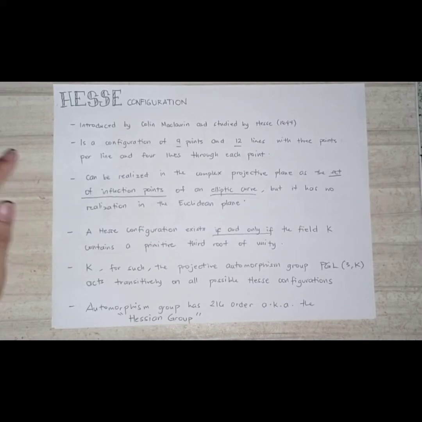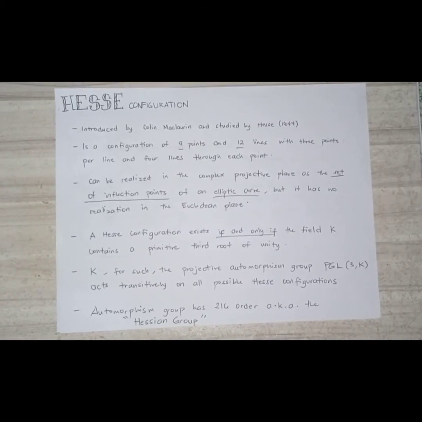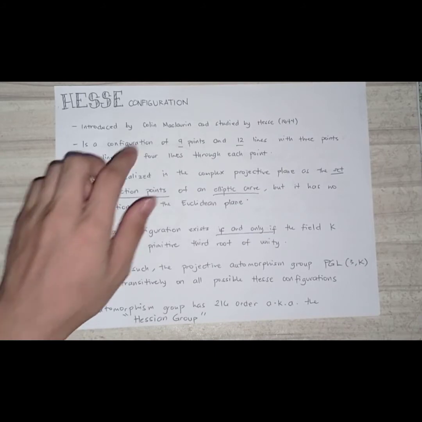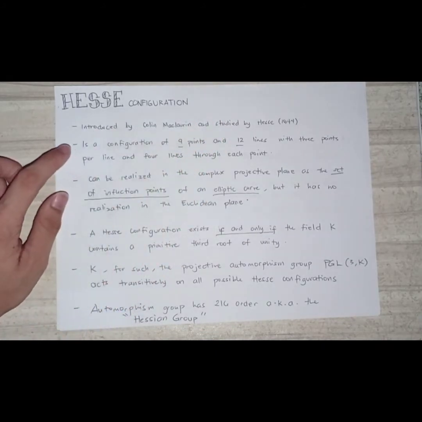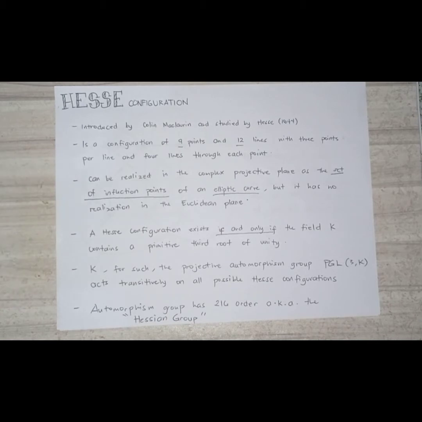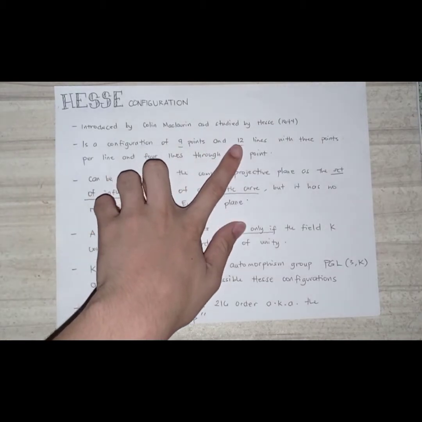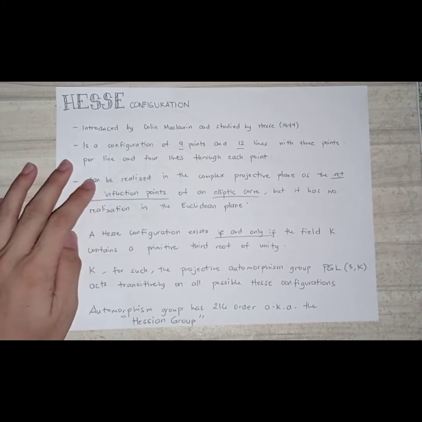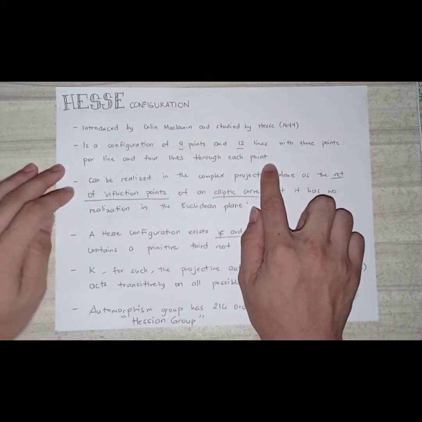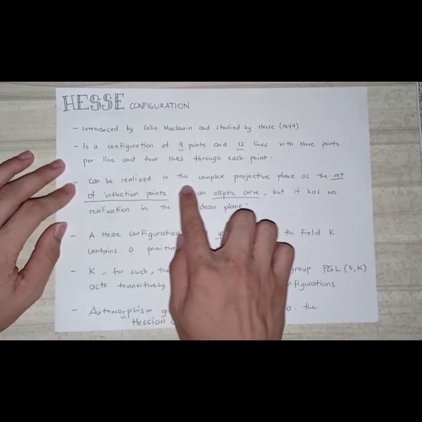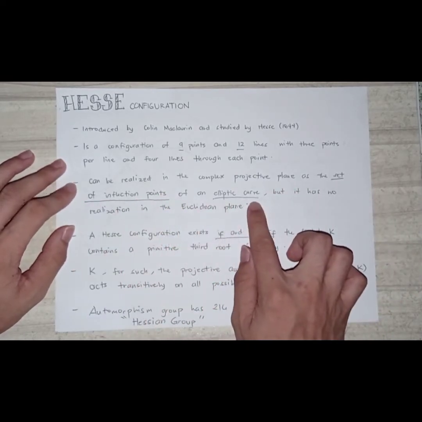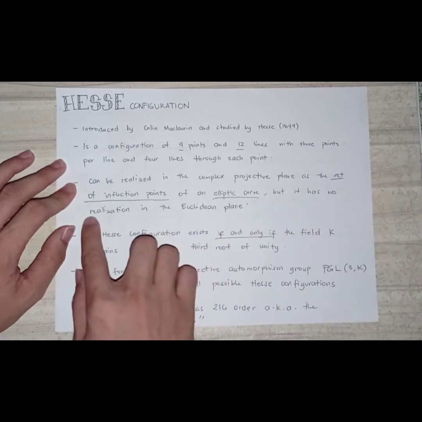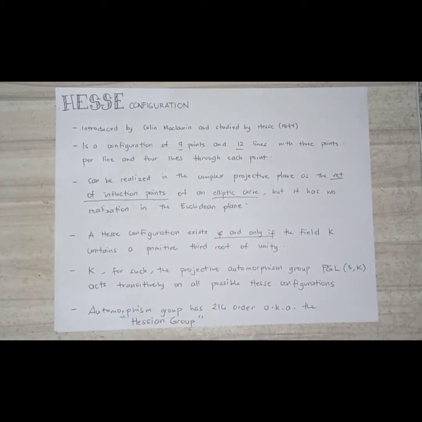In this video, we are going to talk about the Hesse configuration. Introduced by Colin McLaurin and studied by Otto Hesse, it is a configuration of 9 points and 12 lines with 3 points per line and 4 lines through each point. It also can be realized in the complex projective plane as the set of inflection points of an elliptic curve, but it has no realization in the Euclidean plane.